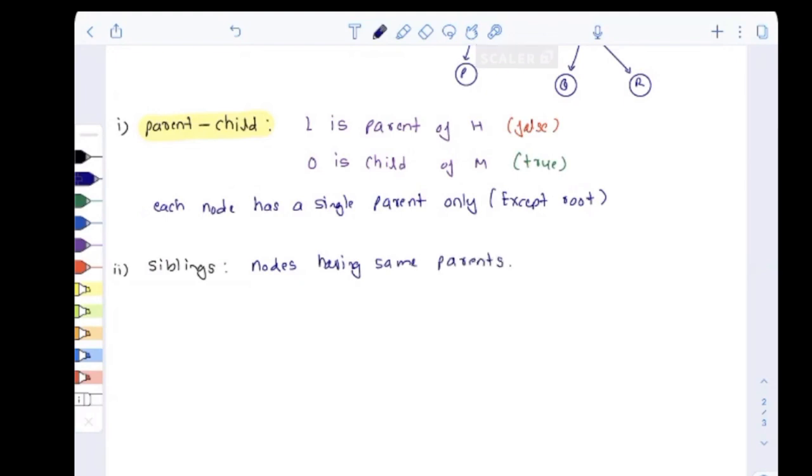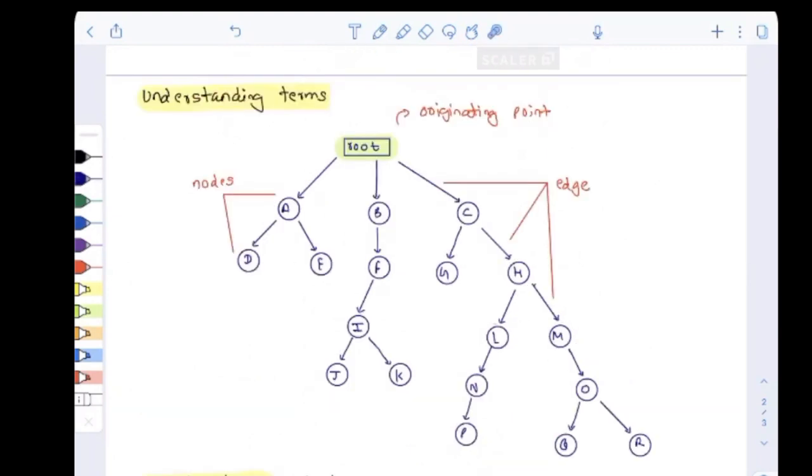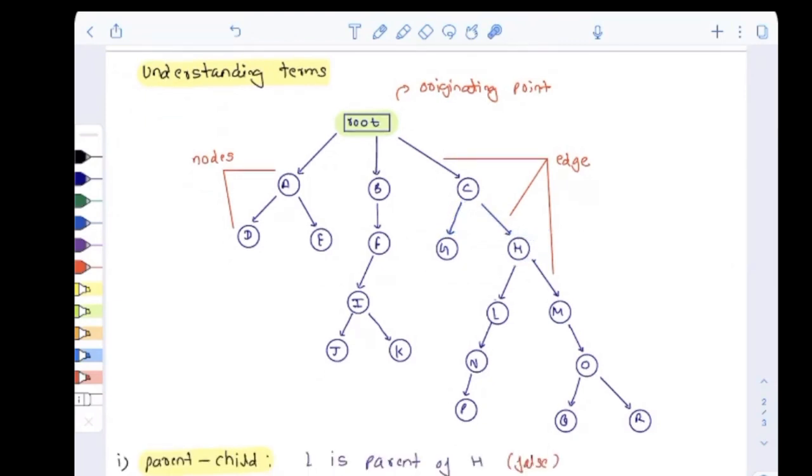Like for example, let's understand. Okay. So tell me, are G and H siblings? Are G and H siblings, guys? Yes or no? Yes, because both of them are having C as their parent. Correct? Okay. Now, similarly, quickly tell me, are A, B, C siblings? Yes, because all of them are having root as their parent. Okay. So, A, B, C are siblings, right?